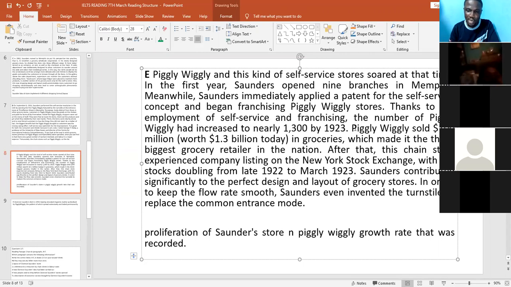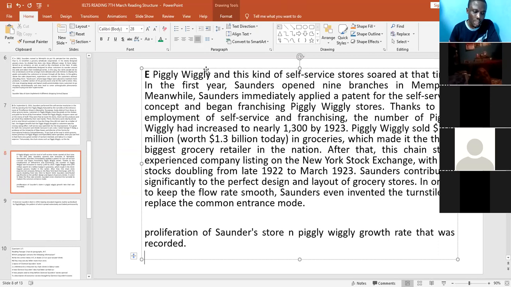Then when it got here, it now went into the financial success. Piggly Wiggly sold 10 million, worth 1.3 billion today in groceries, which made it the third biggest grocery store. So it was talking about growth, success, and the increase of the store. So this person really captured it. Irrespective of all the grammar they were talking about, it was all about growth.